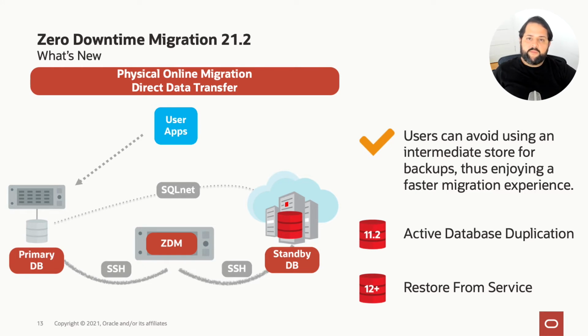As I mentioned, for physical migration, and for all migrations actually, we use a backup location, but now with 21.2, we have the possibility to do a direct data transfer. So basically, you avoid the need to create the backups with an intermediate store, like, again, NFS, Recovery Appliance, or the object store, and hence you have a faster migration experience because it's direct between primary and target. For 11.2 databases, we use active database duplication, and for 12 and higher versions, so 12.1, 12.2, 18, 19, we use restore from service.